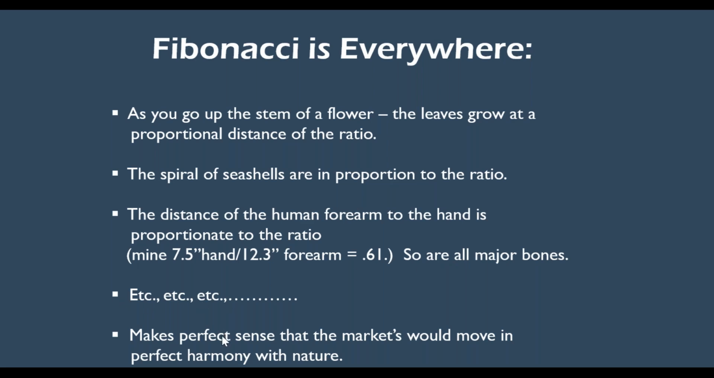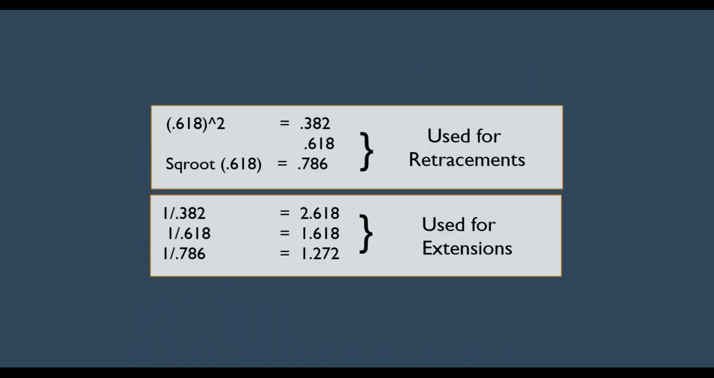So doesn't it make perfect sense that what fuels the market is fear and greed and human emotion? It makes perfect sense that the market would move in perfect harmony with nature, and the Fibonacci's will give you an idea of when the price has moved and is a little bit overextended. I use the 1.27 and the 1.61 as my major extensions. Sometimes I use the 2.61.